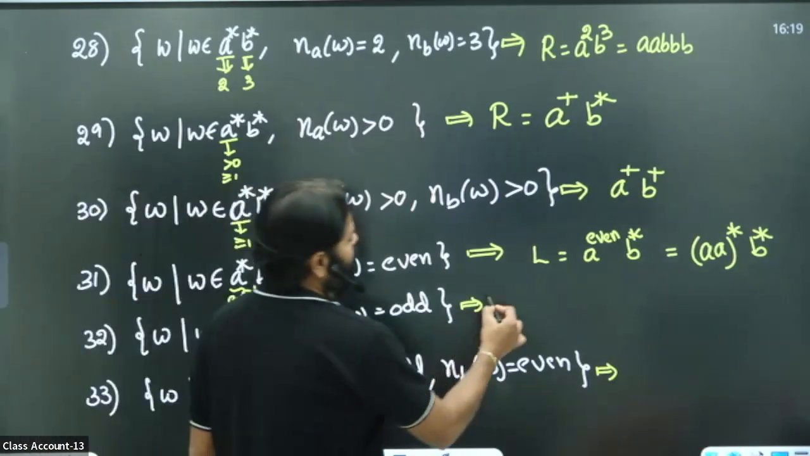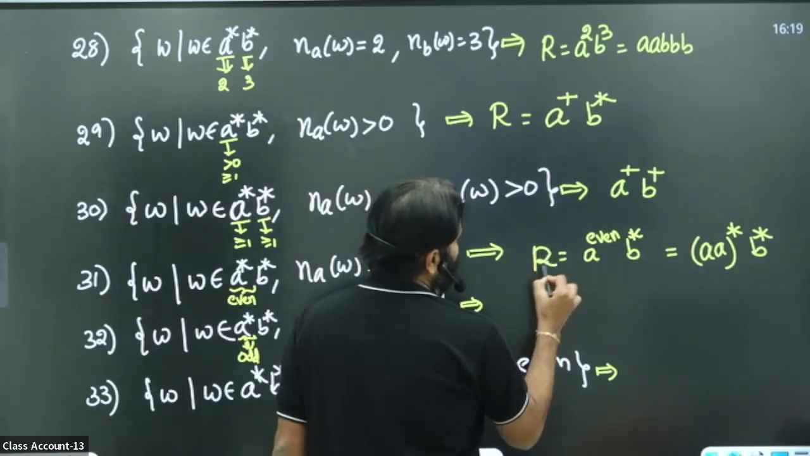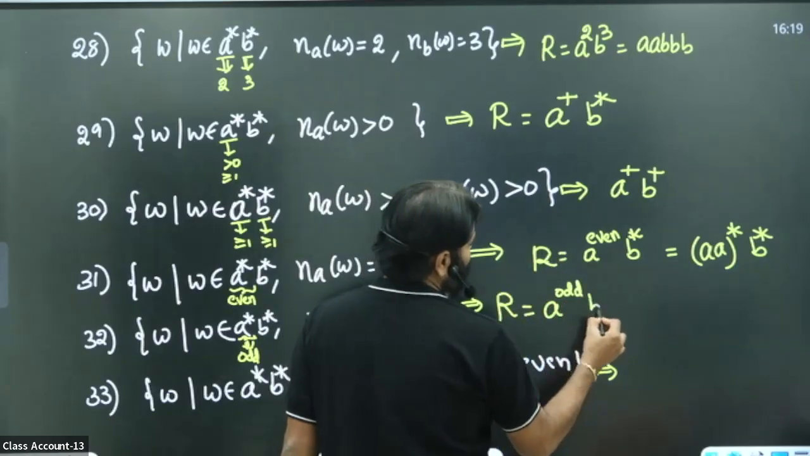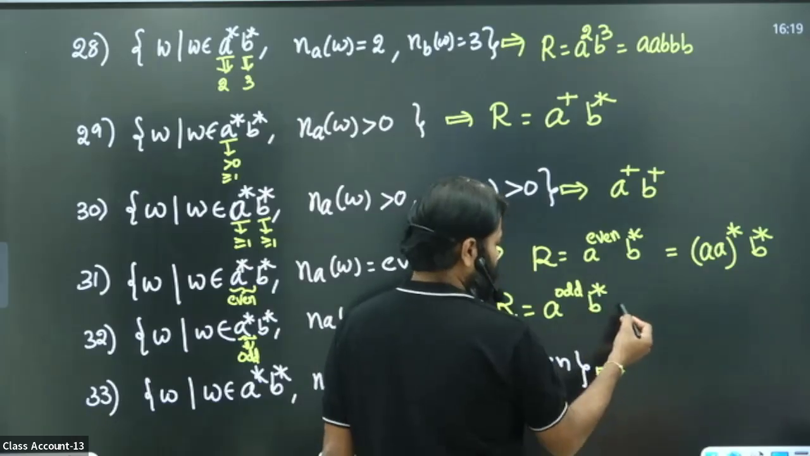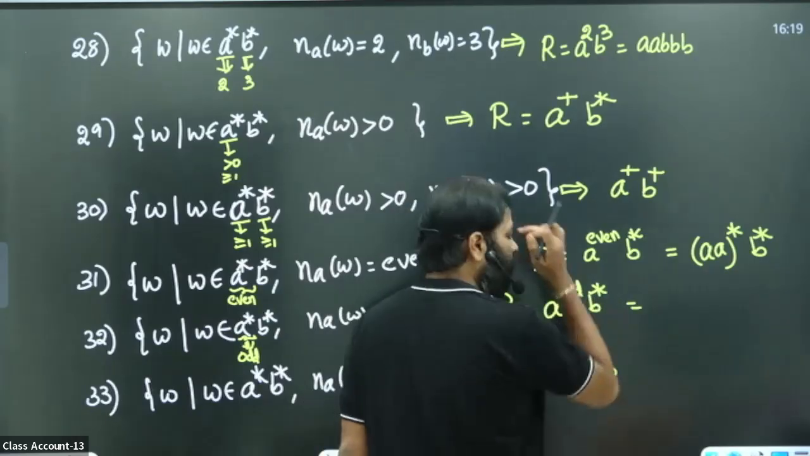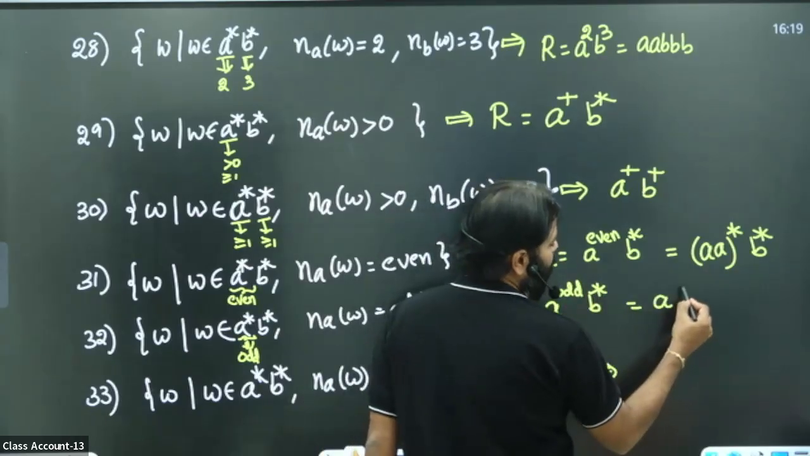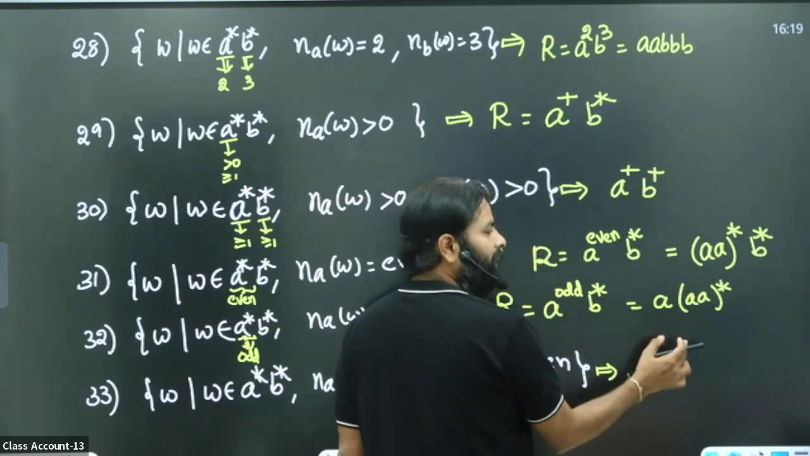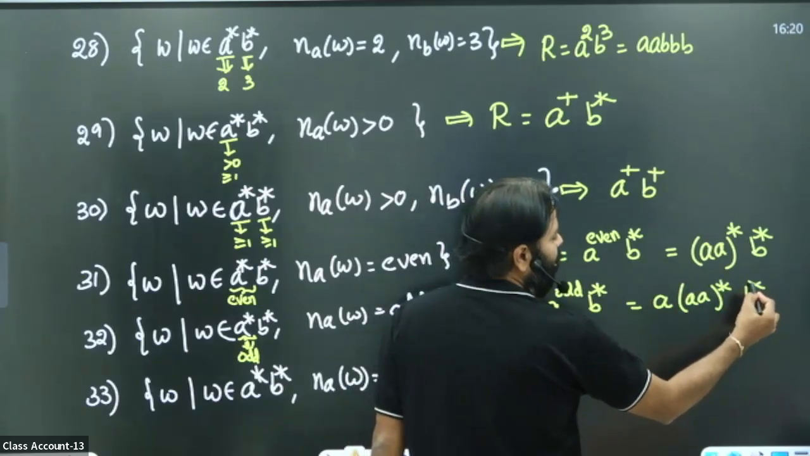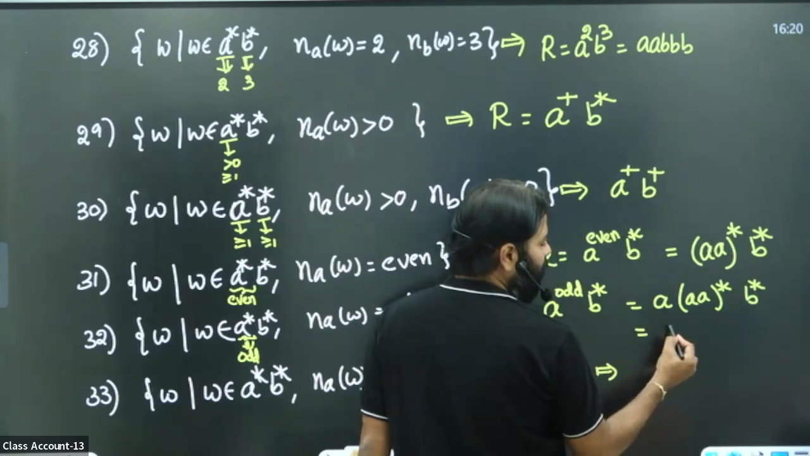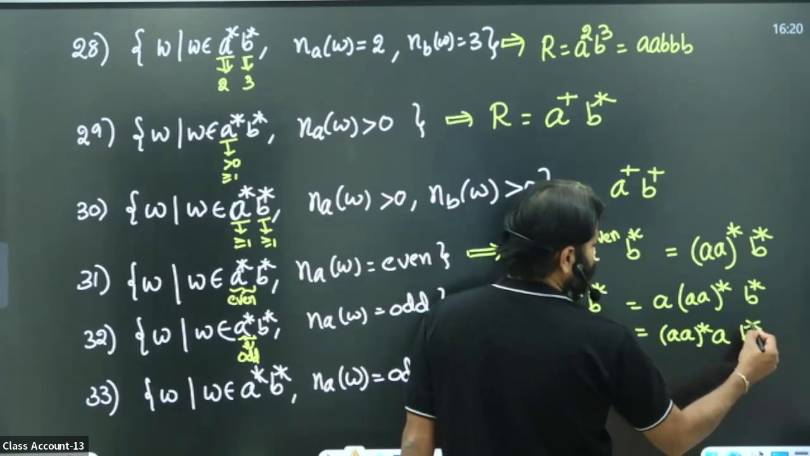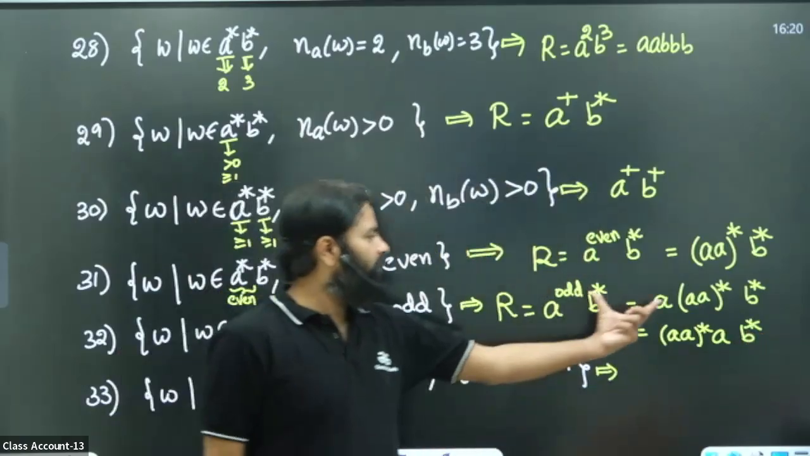So how do you write the expression? A power odd, but B's we have no restriction. A power odd, how do you represent as an expression? A followed by double A whole star. This represents odd A's. There is another way to write odd A's: double A whole star followed by A. Odd A's followed by any number of B's.